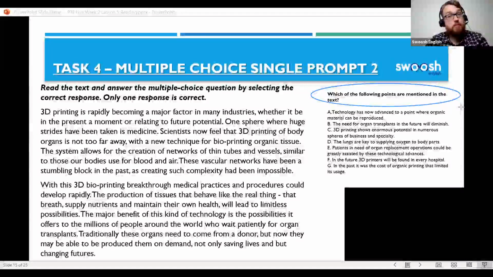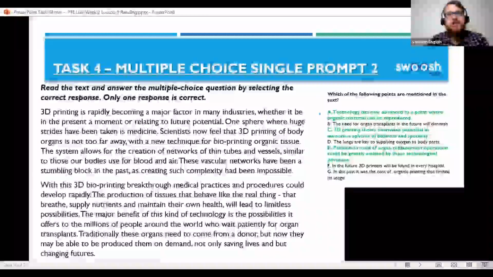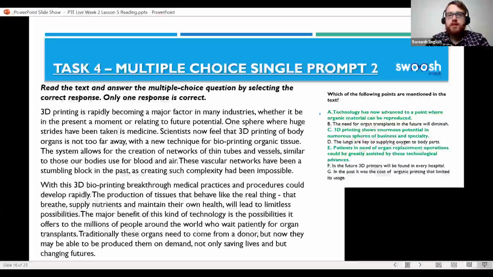All right, 2 minutes is up if you've been doing it at home. Let's now get into our answers for this prompt. So which of the following points are mentioned in the text? A is correct. Technology has now advanced to a point where organic material can be reproduced. C is also correct. 3D printing shows enormous potential in numerous spheres of business and specialty, as well as E. Patients in need of organ replacement operations could be greatly assisted by these technological advances. These are the 3 answers.